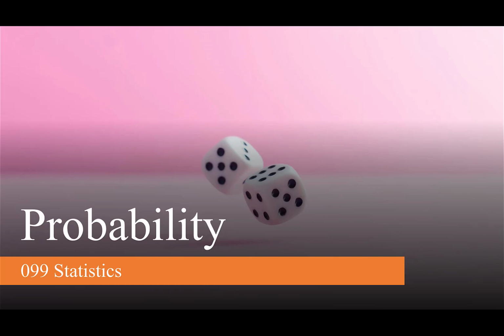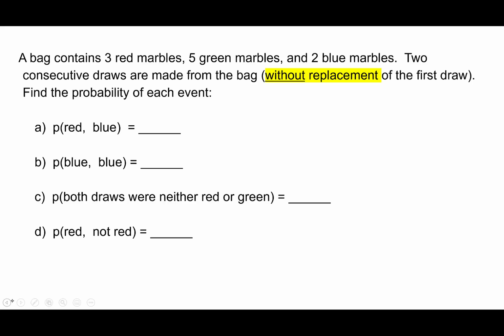Hey class, in this video I am going to show you some basic probability examples. Our first question says a bag contains 3 red marbles, 5 green marbles, and 2 blue marbles. 2 consecutive draws are made from the bag without replacement of the first draw. Find the probability of each event.